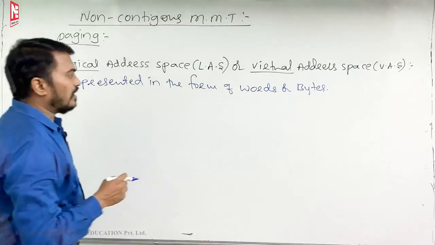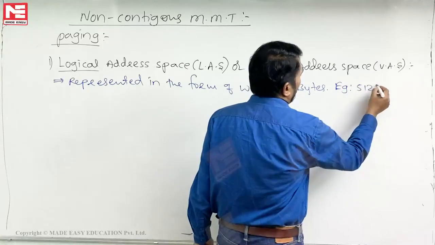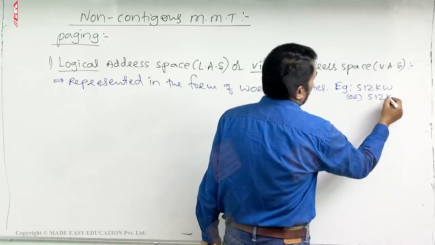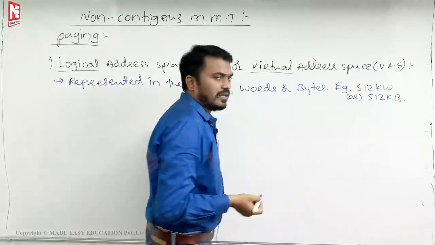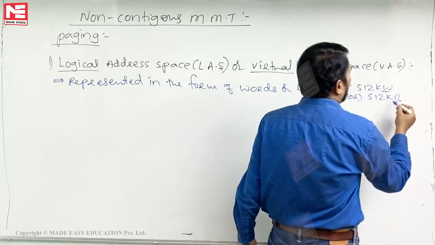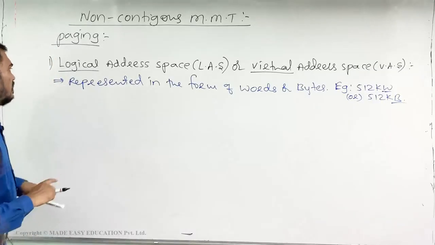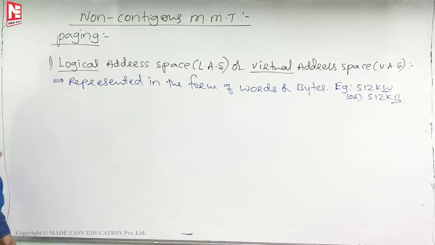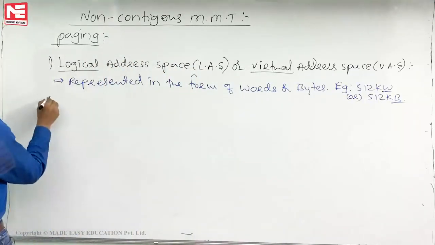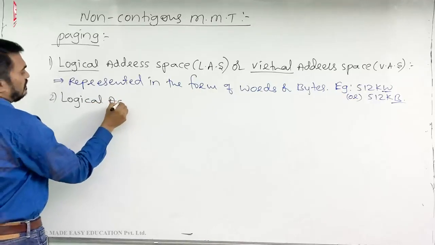Pause the video. An example: 512 kilo words, or 512 kilobytes. Just an example I am saying. If it is word addressable, you represent it in the form of words. If it is byte addressable, you represent it in the form of bytes. So that is the meaning, and this is the terminology we will use in paging.